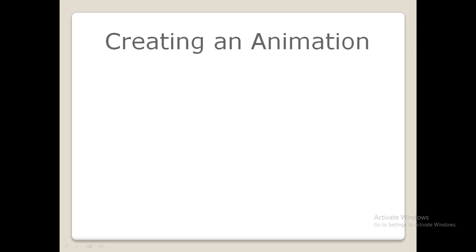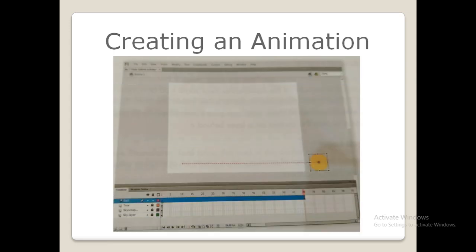So now we are going to apply the motion tween animation. To apply motion on the created scene, you have to first select the layer ball. Right click on it and select the create motion tween option in the shortcut menu.